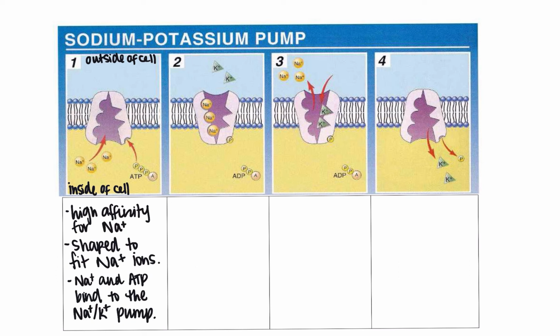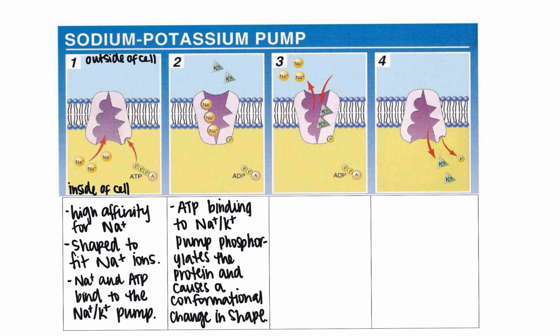image 2. When that ATP binds to the site on the sodium-potassium pump, that causes a conformational change in its shape. That causes it to open up to the outside of the cell. Now, why this is important is because it leads us to image 3.